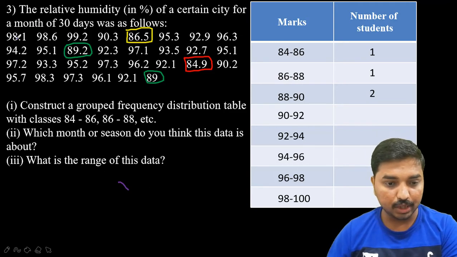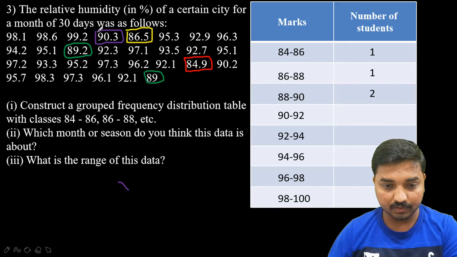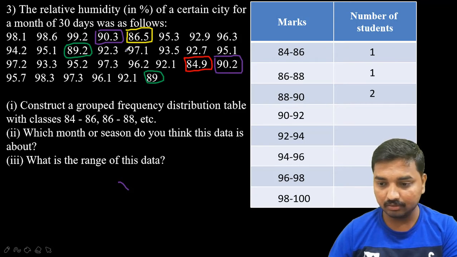So 90 to 92. Now let us look at 90 to 92. 90 something, so look at here. 90 to 92 actually. 92, no, this is not possible. Not 92, less than 92. 95, 97, 93, 95, 97, 96, 92.1, 90.2, it can be included. 90.2. It will be less than 92 actually. So I think just two.